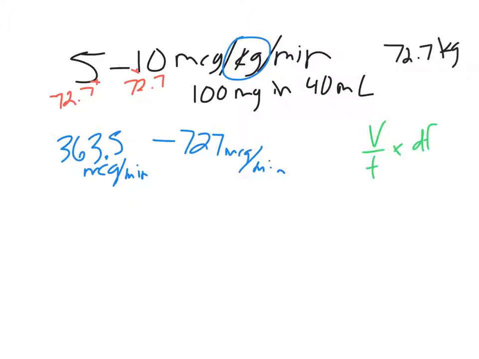And the drop factor is given to us in the problem. But in order for us to divide volume by time, volume needs to be in milliliters and our time needs to be in minutes. So we're going to have to get this down as far as we can. Right now it's in micrograms per minute, so we need to get it into milliliters.